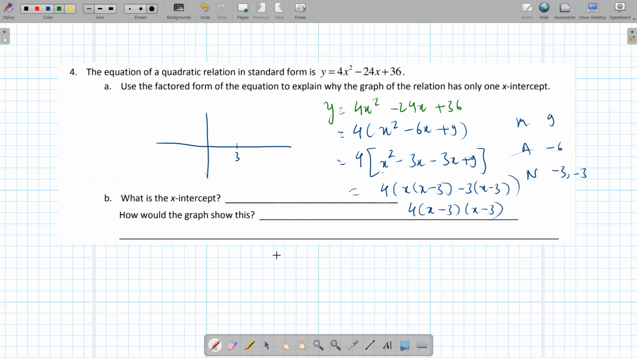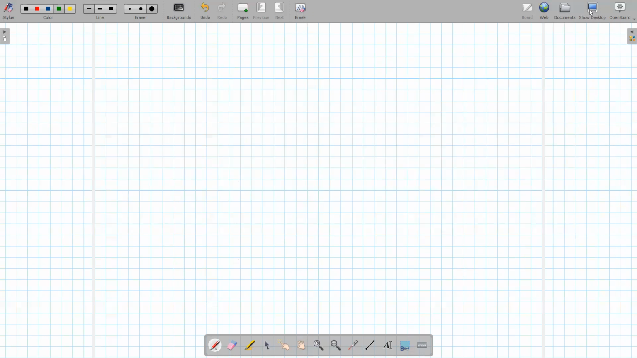I'm not really sure. It's going to look like this. Its vertex will be at the x-intercept. Oh, okay, because it can't really cross it. If it crosses it, that means we're going to get two different x-intercepts, and we know that's not the case here. There's strictly one x-intercept, so that means at that point it's going to have its vertex. The x-intercept is 3. The graph shows this as its vertex.